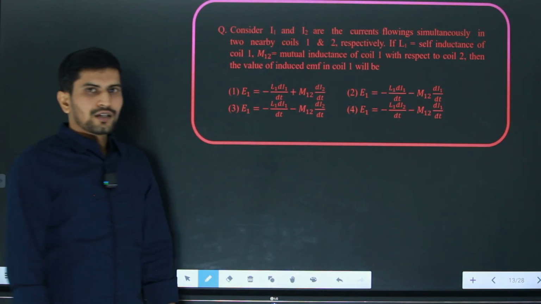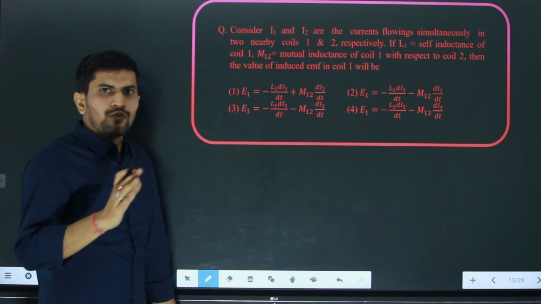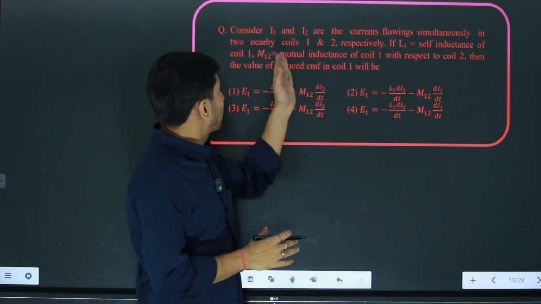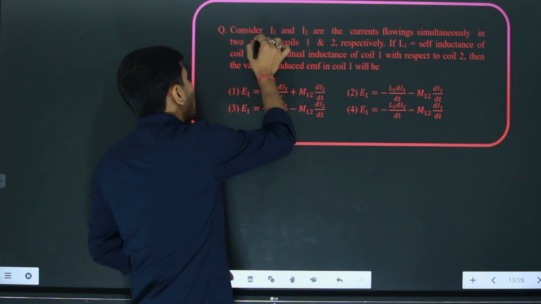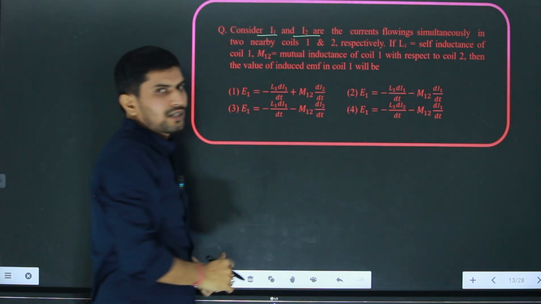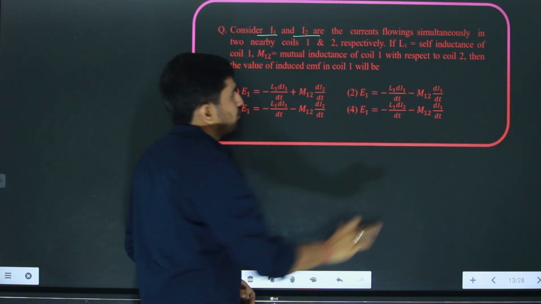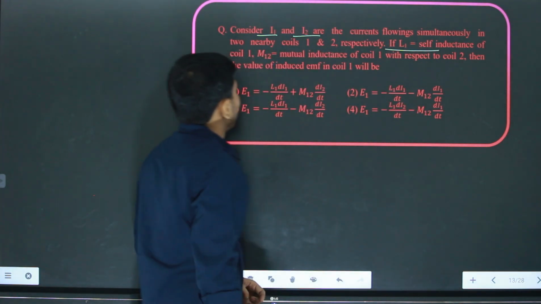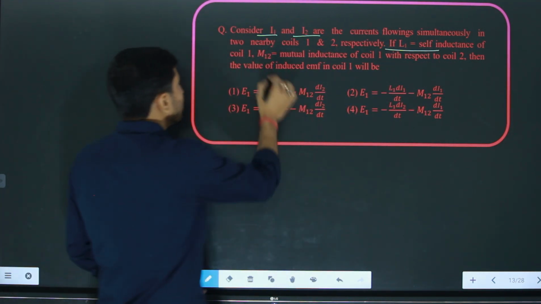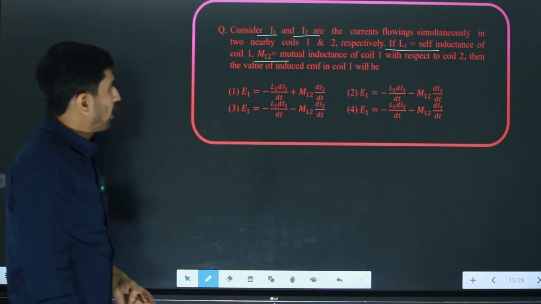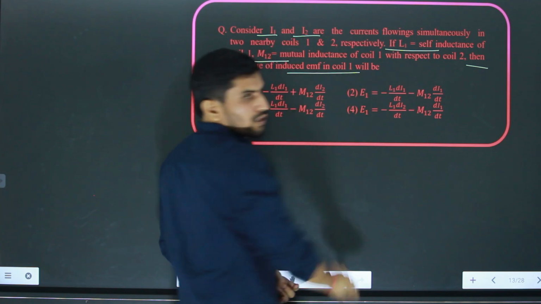Alright. Again, a question from electromagnetic induction. Now, in this question, what do we have? We have two coils, the primary coil and the secondary coil. In the first coil, the electric current is I1, and in the second coil, electric current is I2. The self-inductance of the first coil is given as L1, and mutual inductance of coil 1 with respect to coil 2 is M12. And we are supposed to calculate the value of induced EMF in coil 1.